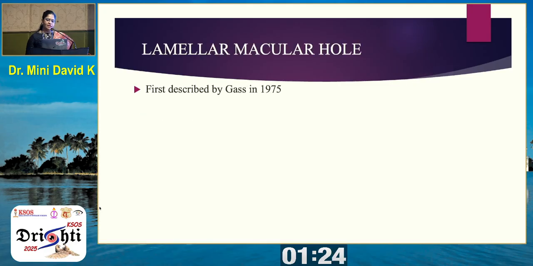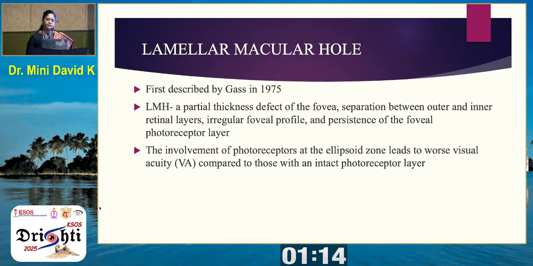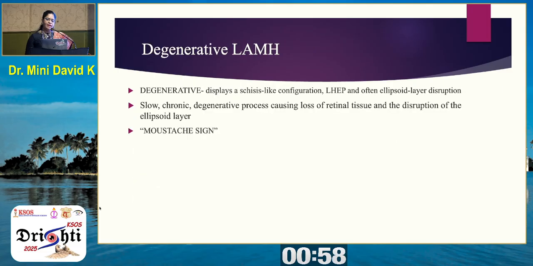Next is about lamellar hole. It's a partial thickness defect at the fovea, separation between outer and inner retinal layers with irregular foveal profile and persistent foveal photoreceptor layer. The involvement of photoreceptors at the ellipsoid zone leads to worse visual acuity compared to those with an intact photoreceptor layer. Most patients with lamellar macular hole remain stable over years, and mainly two types of lamellar holes are the degenerative and tractional type. It can be assessed by OCT.